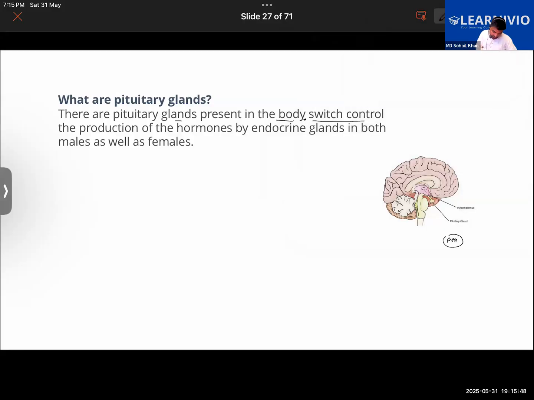So the pituitary glands are present in the body. They control the production of hormones by endocrine glands in both males and females. Basically, how much thyroxine hormone has to be secreted and when, how much adrenaline, how much testosterone and estrogen, in what amount and when, is controlled by the pituitary gland.